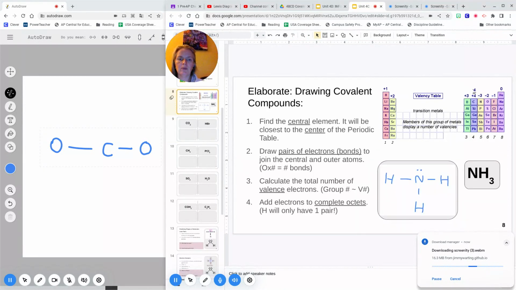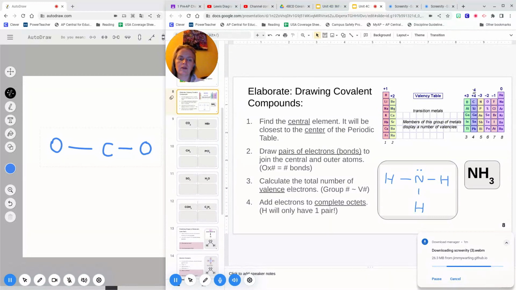So now I've done step 1 and step 2. I found the central element, and I drew pairs of electrons to join the central and the outer atoms. You might also remember that the oxidation number could be equal to the number of bonds. So that would be a clue that our diagram is not complete, because carbon's oxidation number is plus or minus 4, and oxygen's is minus 2. That means carbon would expect to have 4 bonds, and each oxygen atom would expect to have 2. We'll come back to that in a minute.